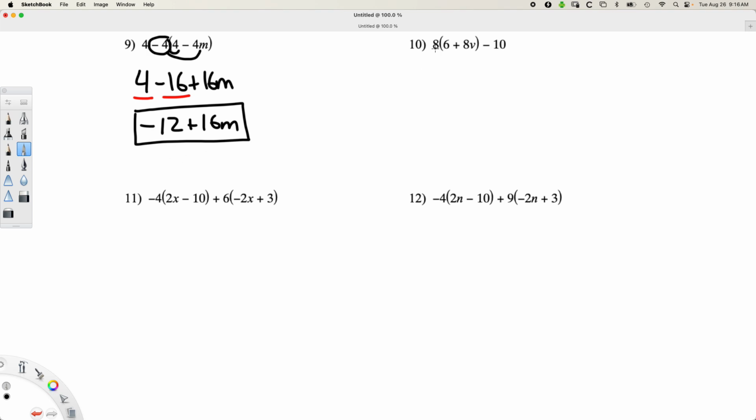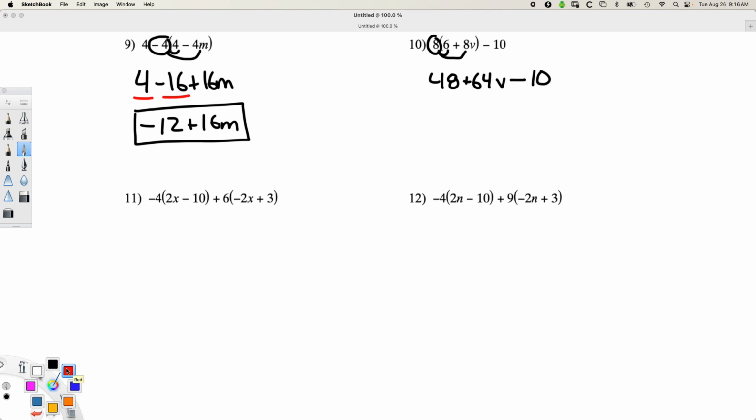For this one, I can distribute the 8. So the 8 goes times 6, and the 8 is times 8v. So 8 times 6 is 48. 8 times 8v is 64. 64 what's? V. And then I still have my minus 10.